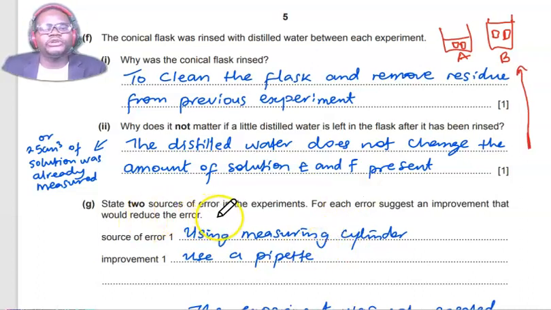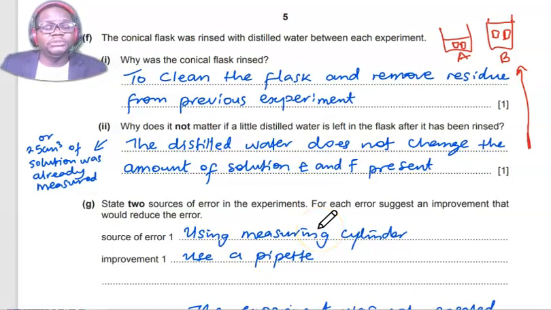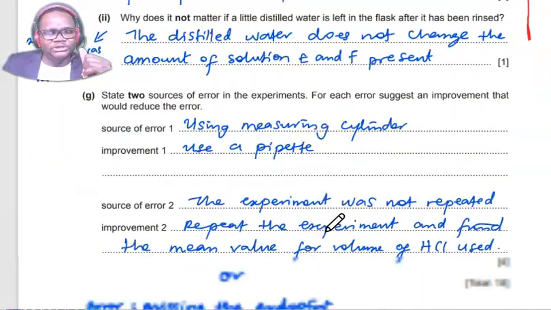State 2 sources of error in this experiment. For each error, suggest an improvement that will reduce the error. If you check in this experiment, a measuring cylinder was used to measure the amount of sodium carbonate put into the conical flask. So an improvement will be using a pipette. Just use a 25 ml pipette to measure the amount of sodium carbonate.